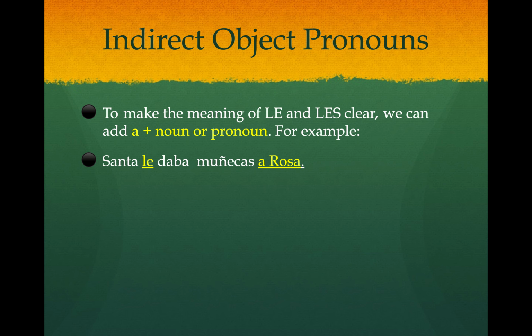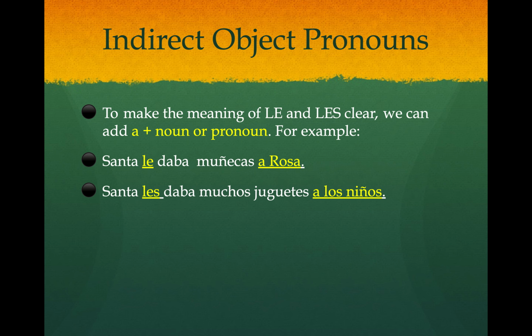Santa le daba muñecas. If I leave the sentence without the a Rosa, Santa le daba muñecas, we won't know who Santa was giving dolls to. Because le might be for him or to her or to you formal or to Carlos or to Patricia. In this case, we want to make it clear by adding the letter A plus a noun. In this case, the name of a girl, Rosa. Santa le daba muñecas a Rosa.